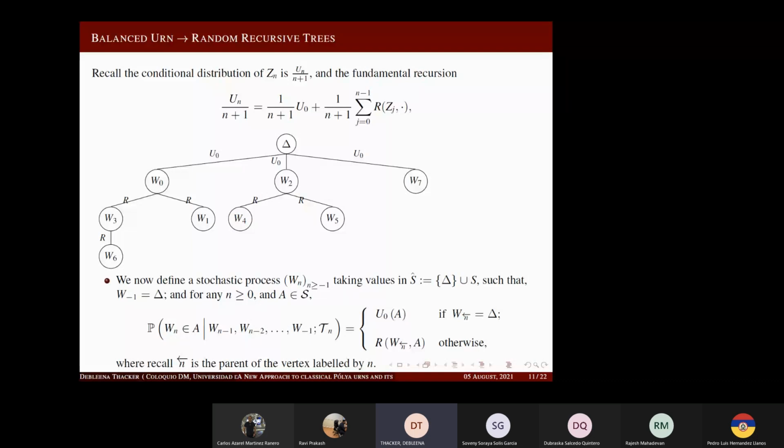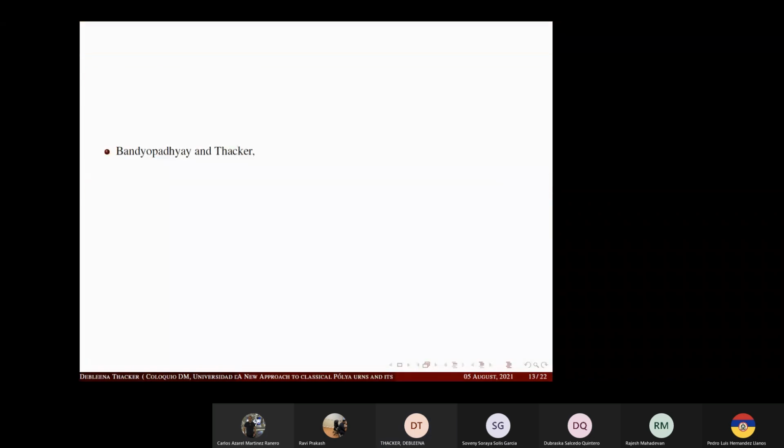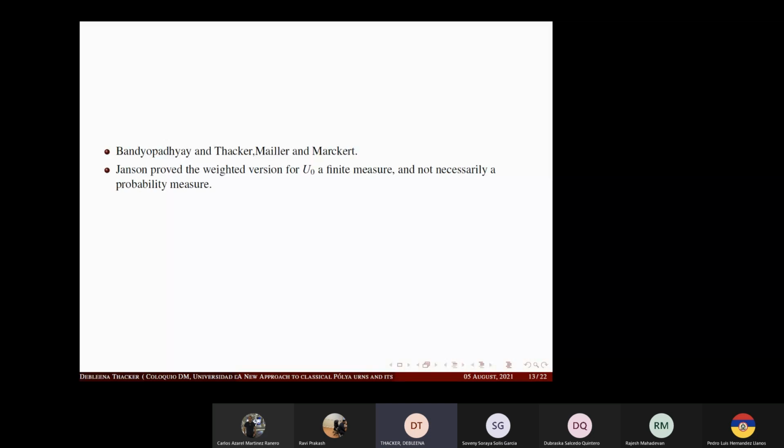So that's one observation. Before I go any further, these couplings were introduced by Bandyopadhyay and me, and then were independently introduced by Myler and Markov, and also they were improved by Svante, where he removed the finite measure assumption and considered a weighted version, which means he removed the probability measure assumption.